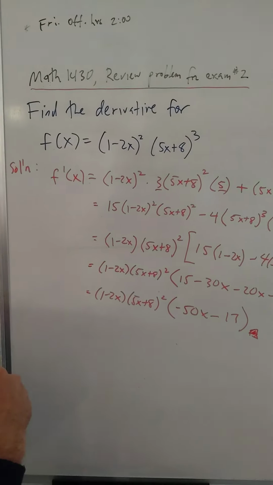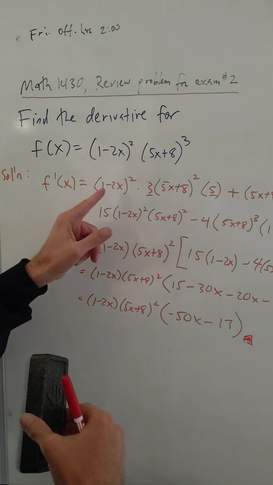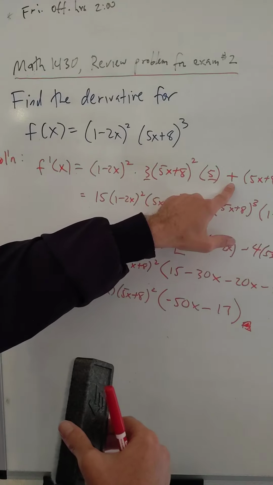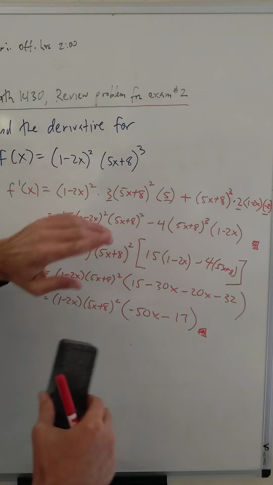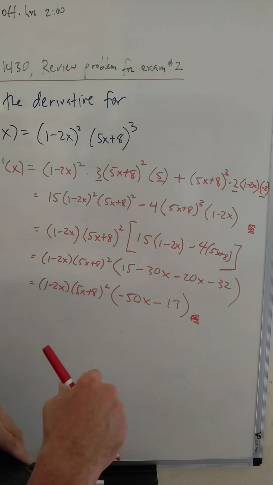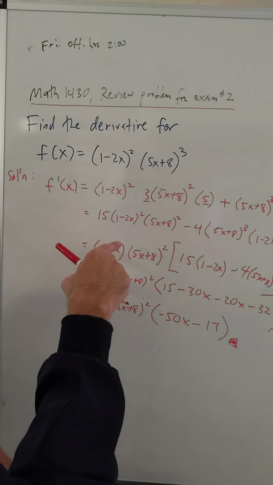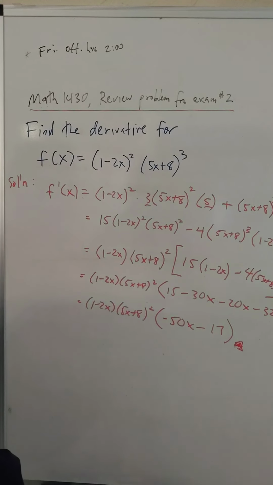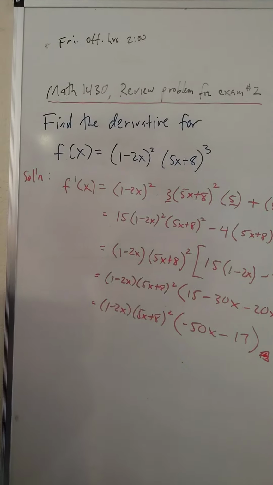Let's see, so does that look good for everyone? Remember, the product rule is involved. It's the first times the derivative of the second plus the second times the derivative of the first. Don't go derivative times derivative. That is not the product rule. That does not work. Okay, and again, there's 8 variations of the product rule, so do it which way you like. Okay, so that's it.